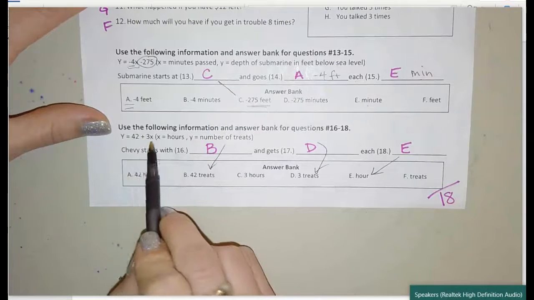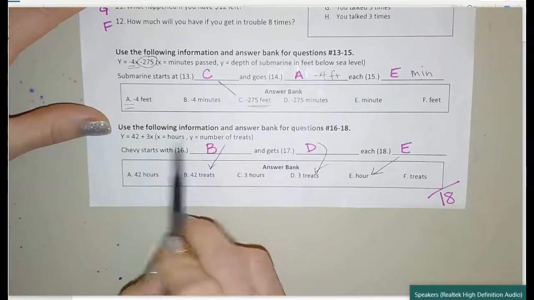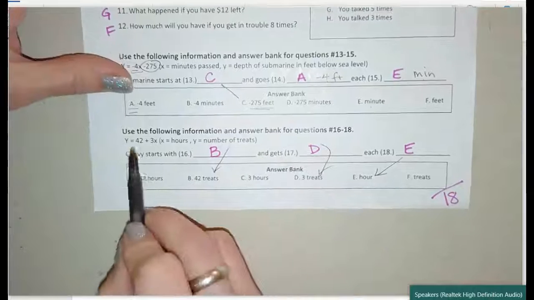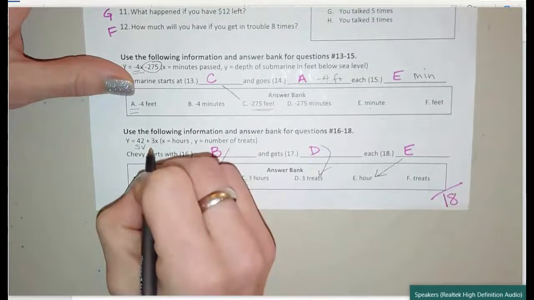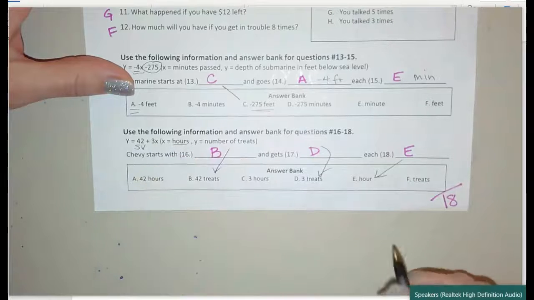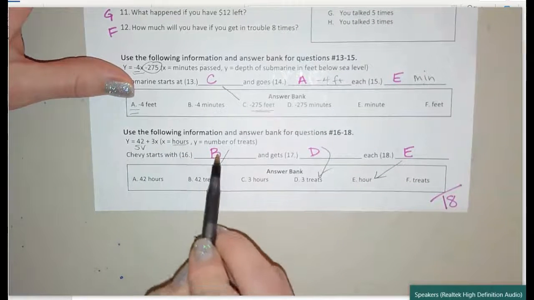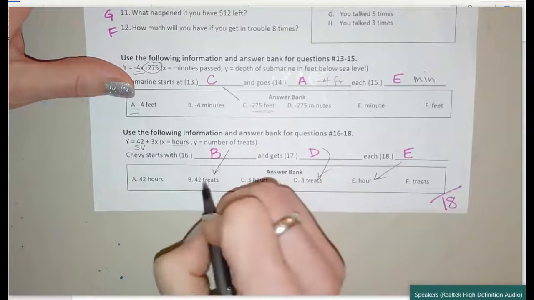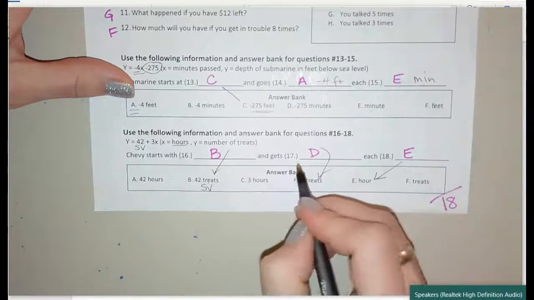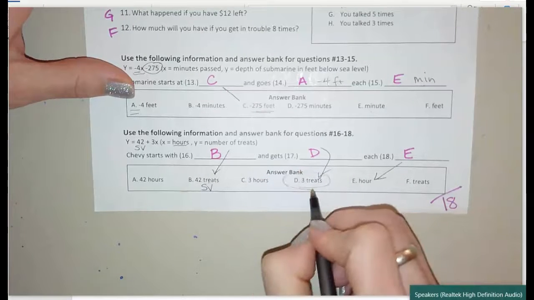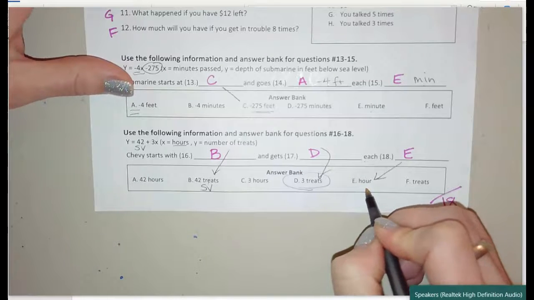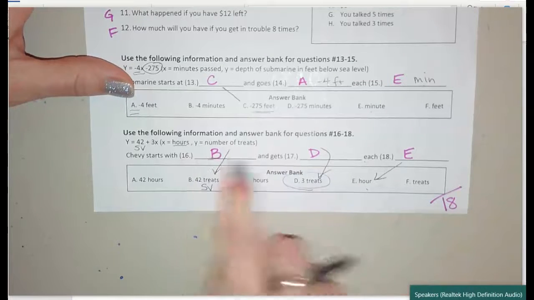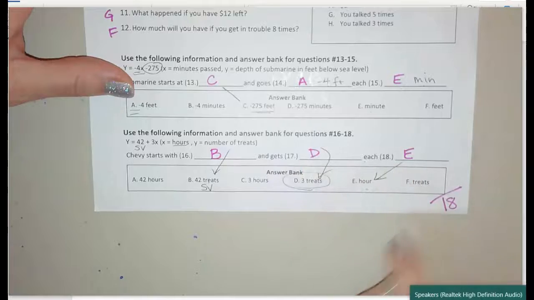Y equals 42 plus 3x, where x is the number of hours and y is the number of treats. So even if I don't look at the choices, I know that this equation tells me my starting value is 42, and then I'm gaining 3 each hour. Okay? So Chevy starts with B. He starts with 42 treats, because that's my starting value. And he gets, or gains, 3 treats each hour. Okay, so for your multiple choice, you would just enter 16 is B, 17 is D, and 18 is E.